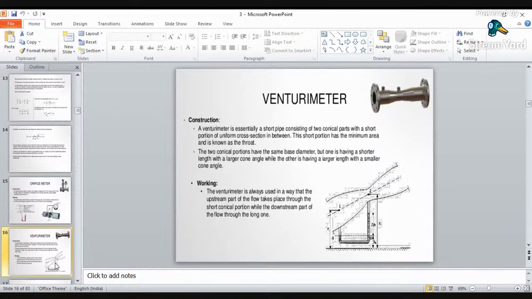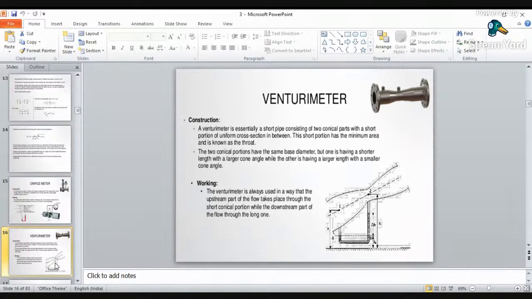Then it consists of three parts. As you can see in the figure, a short converging part, then a throat and a diverging part. Due to the constriction, there is an increase in the flow velocity and hence an increase in the kinetic energy. In the venturimeter, the fluid is accelerated through a converging cone of angle 15 to 20 degrees, and the pressure difference between the upstream side of the cone and the throat is measured and provides the signal for the rate of flow.